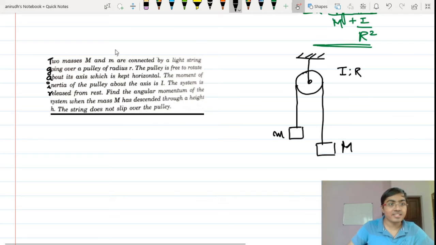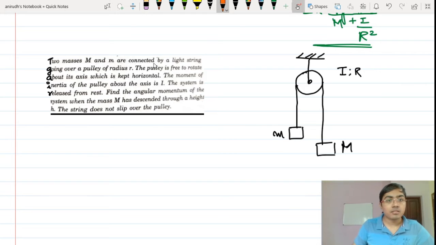Okay guys, so this is the second question I'm taking. Two masses, capital M and small m, as given in this particular diagram, are connected by a light string. Okay, the string doesn't have any mass. It is going over a pulley of radius r. I prefer capital letters, that is why I just wrote it as a capital letter.